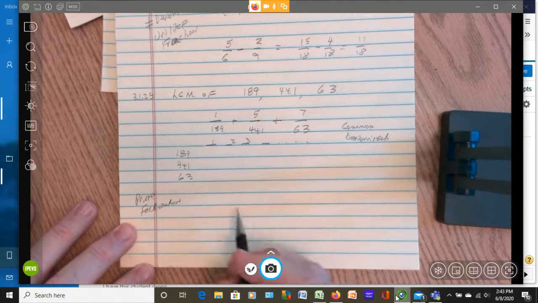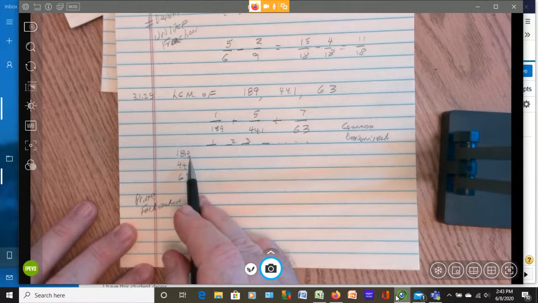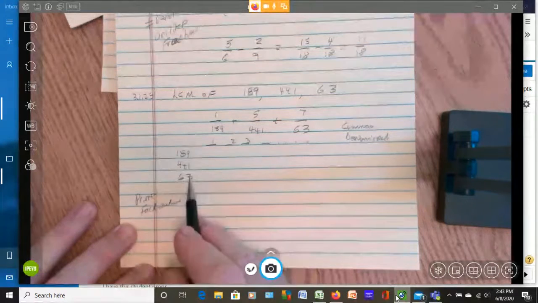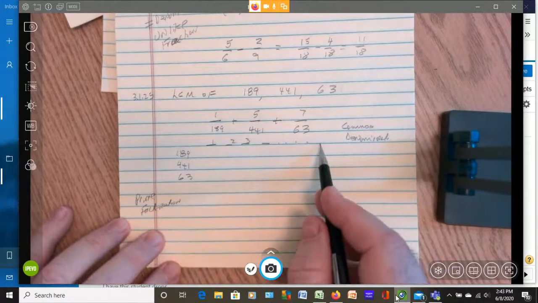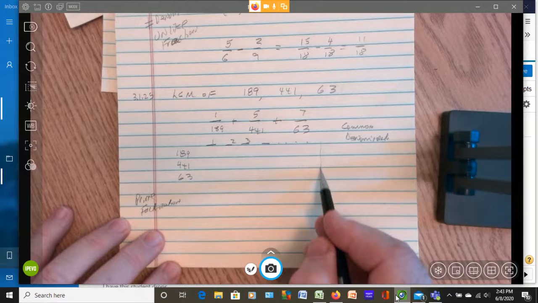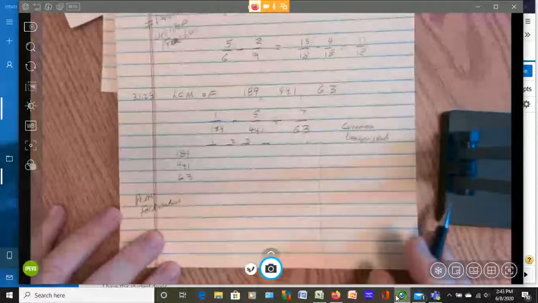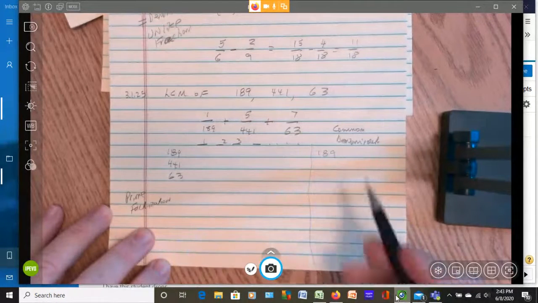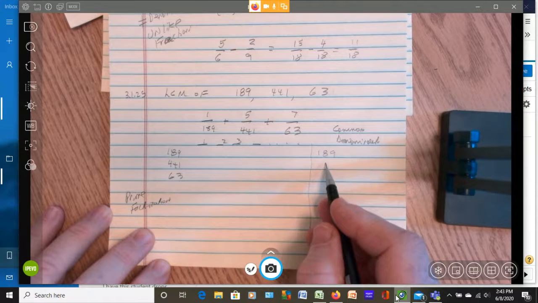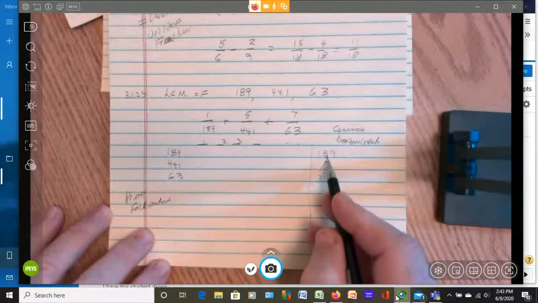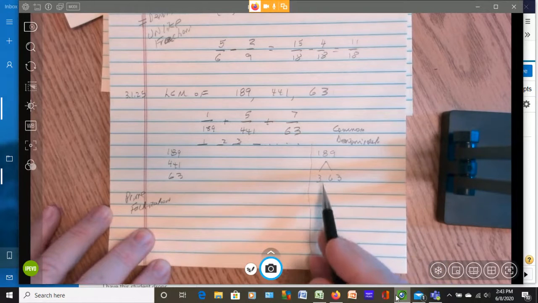All right, and so all we've got to do is find the prime factorization of these three numbers, 189, 441, and 63. So let me draw a little space to work in over here. I'm going to start off with 189. And you say, okay, well, 2 is not a factor. How do I know? Because this is not an even number. 3 probably is, so let's try it. 3, yep, goes in there 63 times, right?